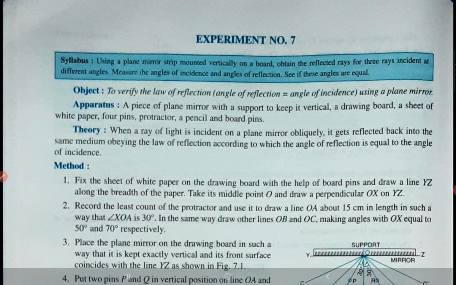Now the theory for this particular experiment is the phenomenon of reflection of light. When a ray of light is incident on a plane mirror obliquely, it gets reflected back into the same medium, obeying the laws of reflection, according to which the angle of reflection should be equal to the angle of incidence. Now we can go to the observation table.